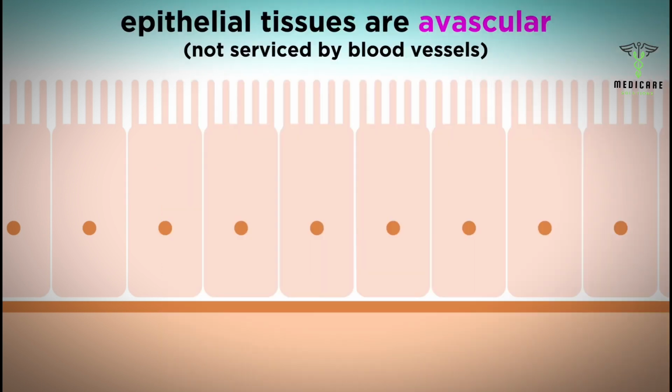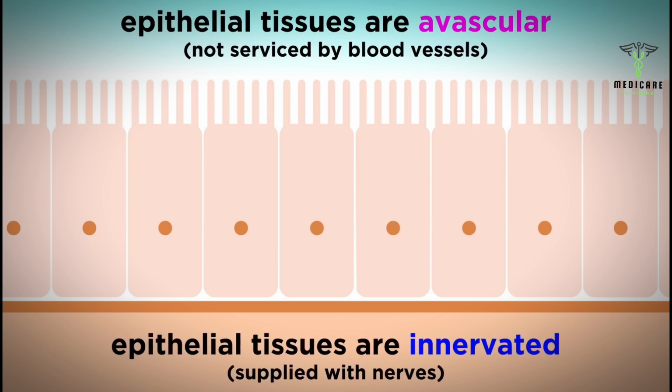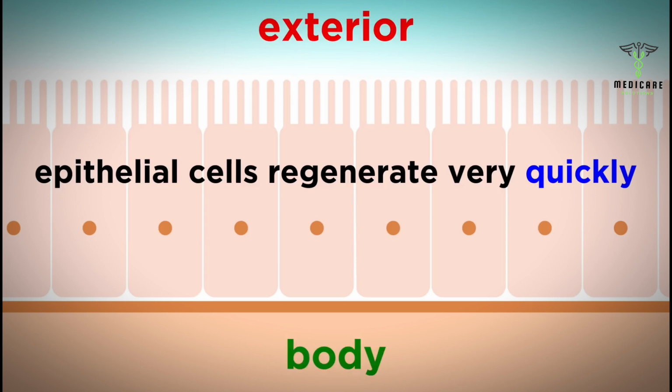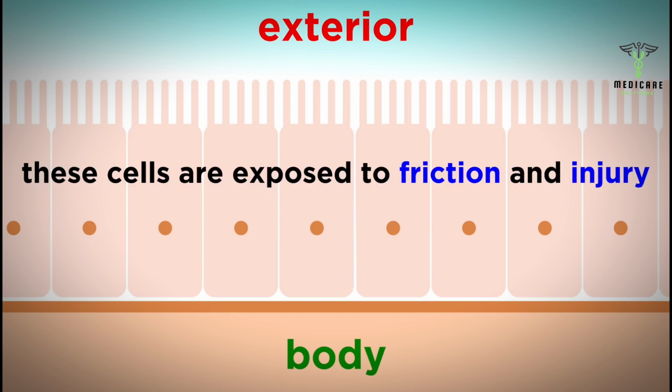Next, we should be aware that epithelial tissues are avascular, which means there are no blood vessels, but they are innervated, which means they are supplied with nerves. We will learn much more about blood vessels and nerves later in the series. And lastly, epithelial cells regenerate very quickly by necessity because given their position at the boundary between some component of the body and the exterior, there is the potential for significant friction or even injury.